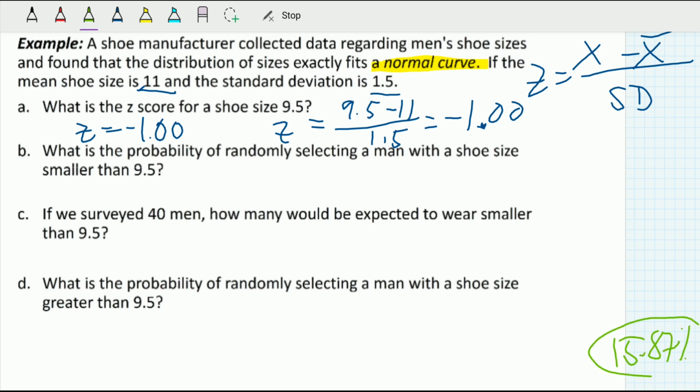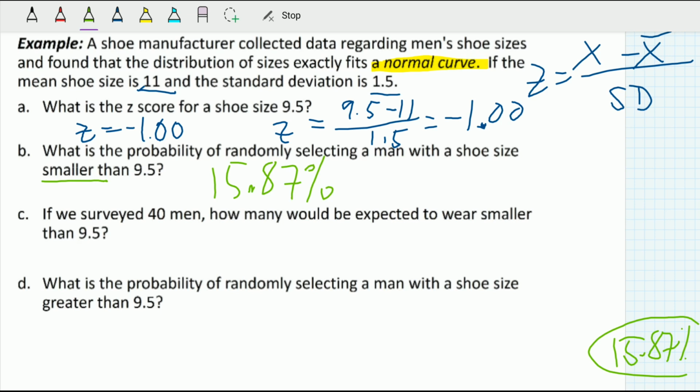15.87%. That is the left-hand side, okay? So let's see. What is the probability of randomly selecting a man with a shoe size smaller? Okay, so smaller, that means to the left. So then that means this here is going to actually be the answer, 15.87%.